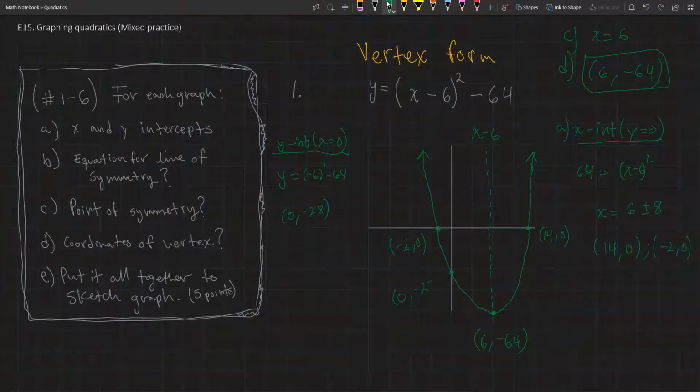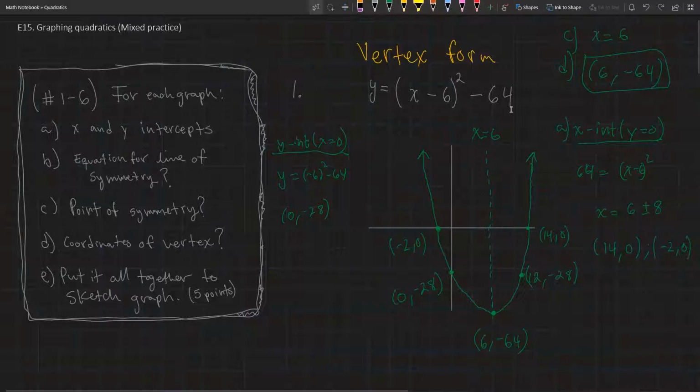0, negative 28. One last point to label here is that point of symmetry to the y-intercept. So think of the distance. What's the distance from here to here? It is 6. And then 6 2 times in the positive direction becomes a 12. What's the corresponding y value to the point of symmetry? It's a negative 28. And there are 5 points.